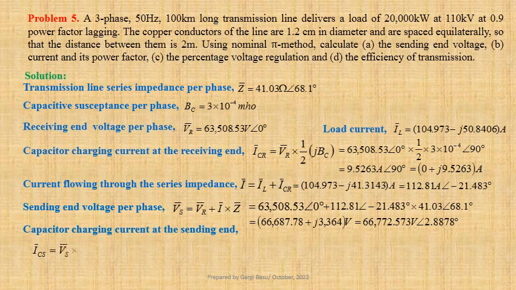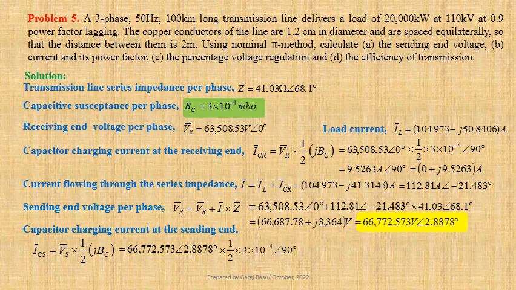Now we shall calculate capacitor charging current at the sending end. ICS equals Vs into half of j times Vc. Using values we get 66,772.573 at an angle 2.8878 degree into half of 3 into 10 to the power minus 4 at an angle 90 degree. That gives us 10.016 ampere at an angle 92.8878 degree. This may be written in Cartesian form as minus 0.5046 plus j times 10 ampere.